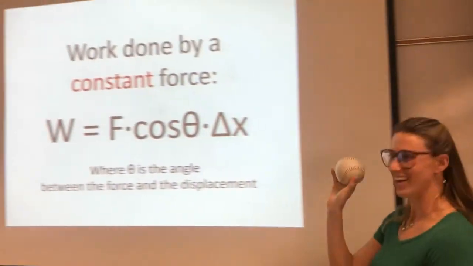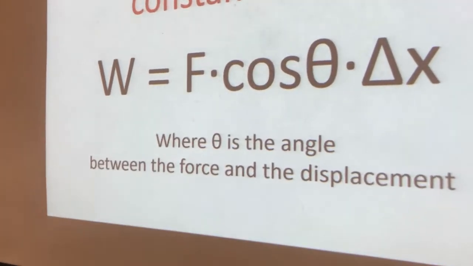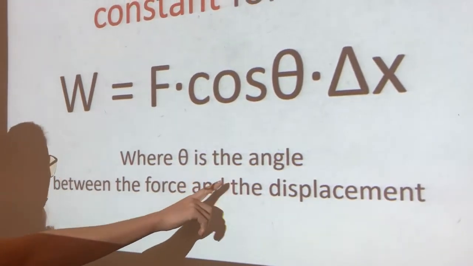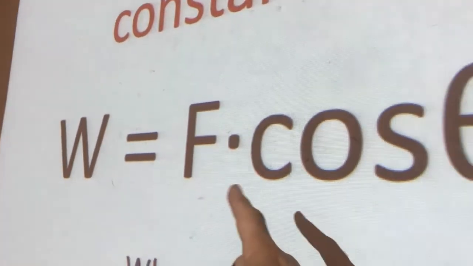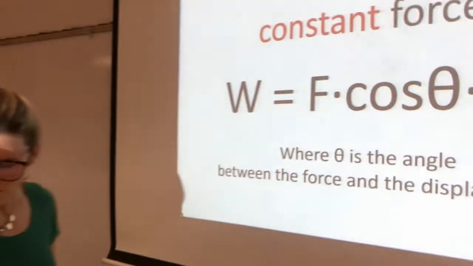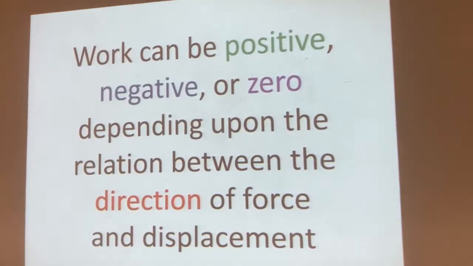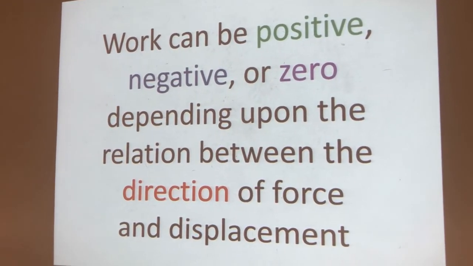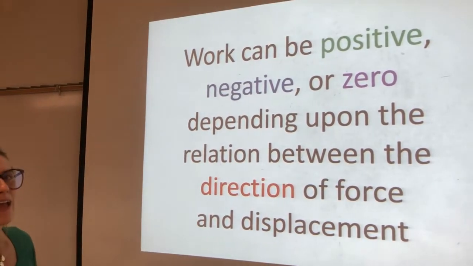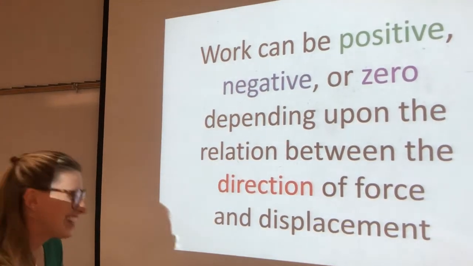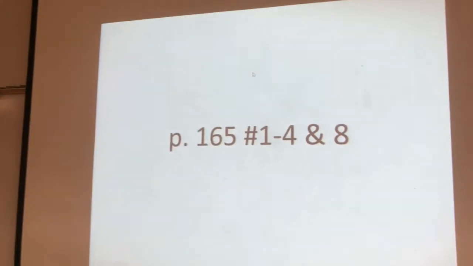Okay, moving right on. What does it say by definition? By definition, where theta is the angle between the force and the displacement. We just talked about that, right? Theta is in the middle, between the force and the displacement. I think we're done here. Work can be positive, negative, or 0, depending upon the relationship between the direction of the force and the displacement. I think they have everything they need to be successful here.